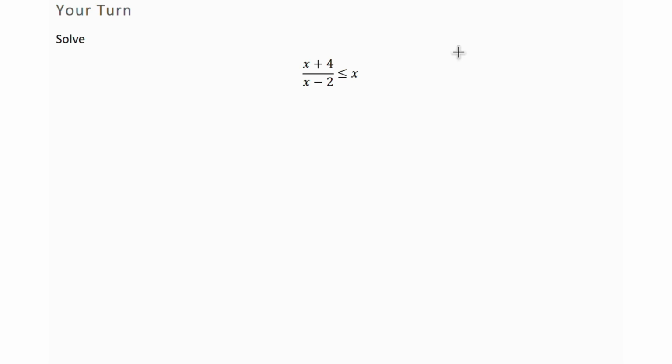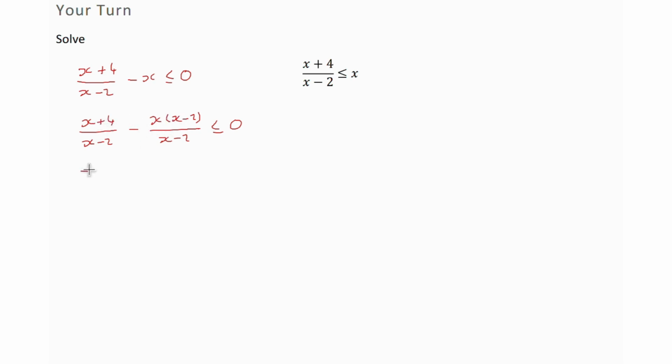Solve (x + 4)/(x - 2) ≤ x. So we start by rearranging this into an inequality less than or equal to 0. Combine this into a single rational function by getting a common denominator of x - 2, and then add these together.